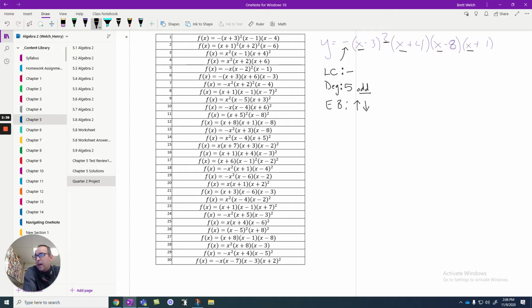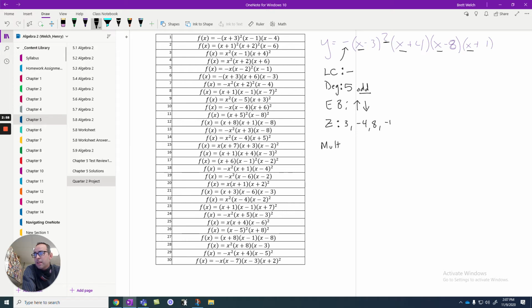Now I need my zeros. The zeros are really easy to find. They're just the opposite of what's grouped with x. So this says x minus 3, so I'm going to use a positive 3. This says x plus 4, so I use a negative 4. X minus 8 uses a positive 8, and x plus 1 uses a negative 1.